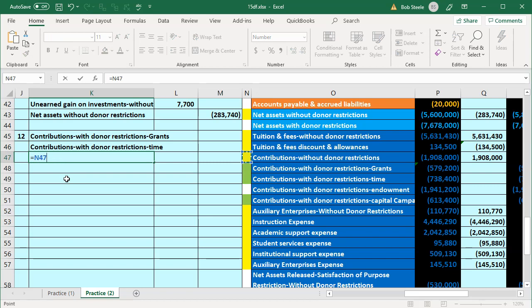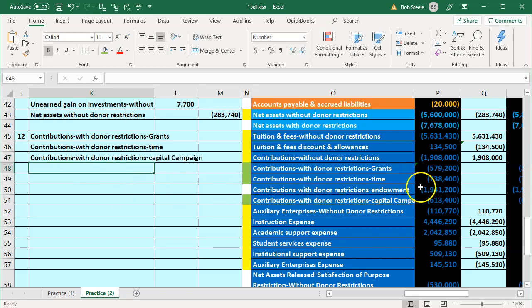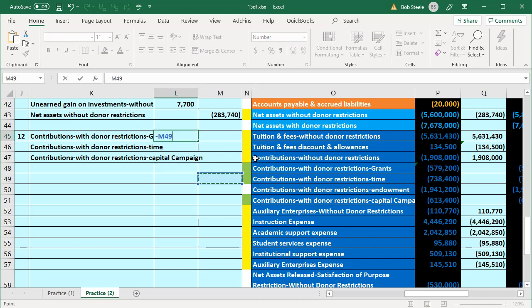And then we'll pick up the contributions with donor restrictions for the capital campaign. These are all going to be debit balances, so we're going to be on the debit side. I'm going to take this credit amount, flip the sign by hitting, instead of equals, a negative of that number, and enter. Then we're going to pick up the contributions with donor restrictions for time. And so I'm going to say negative of this number and enter.